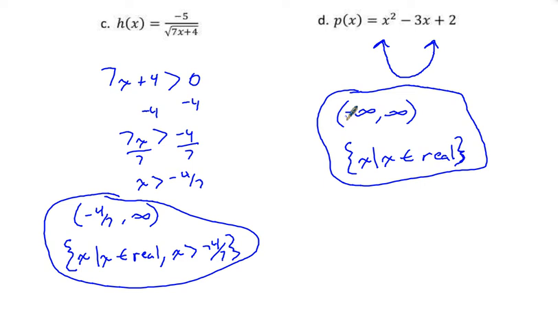Hopefully this video gives you a better understanding of domain and range, as well as whether or not a function or a relation is a function, whether given a graph, a table of values, a set of ordered pairs, or an equation.